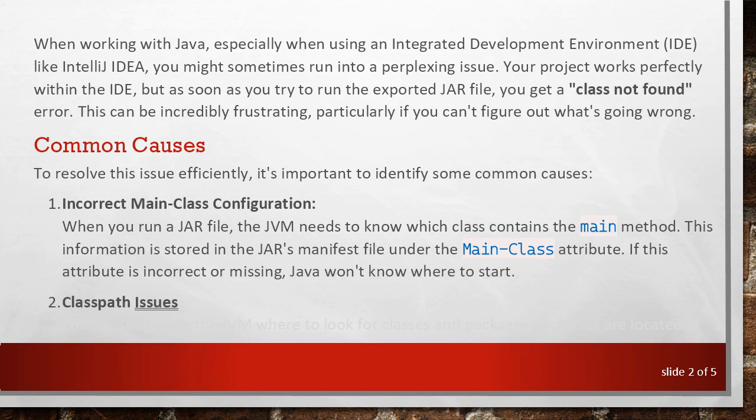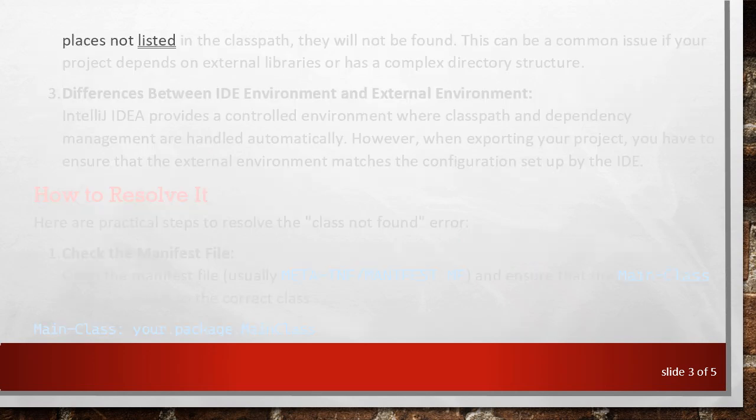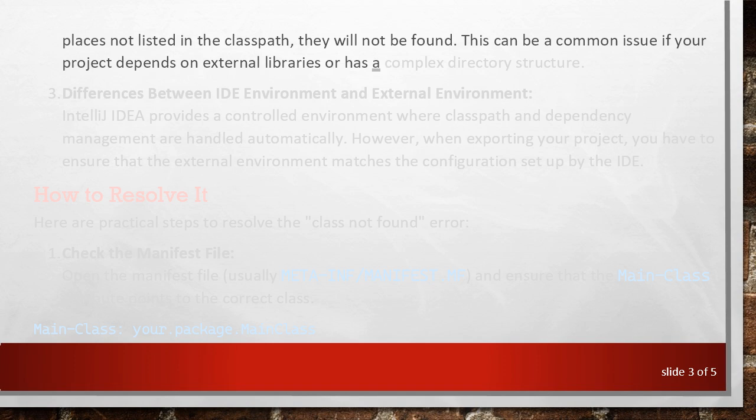Class path issues. The class path tells the JVM where to look for classes and packages. If classes are located in places not listed in the class path, they will not be found. This can be a common issue if your project depends on external libraries or has a complex directory structure.